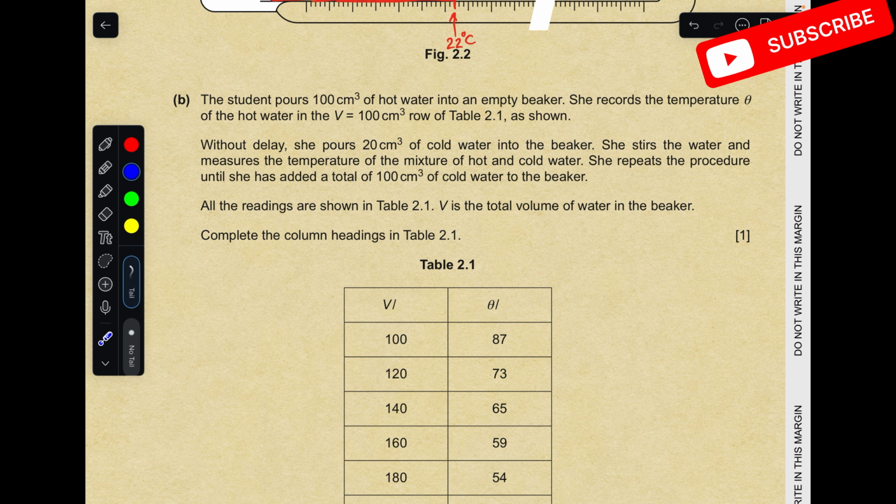What you have to do, complete the column heading for the 1 mark. This is the column heading. So they have given you volume is in centimeter cube and temperature is in degree Celsius. So it is centimeter cube. Most of the students left this space unfilled. Okay. So whenever there is a table given, you have to fill the headings of it.